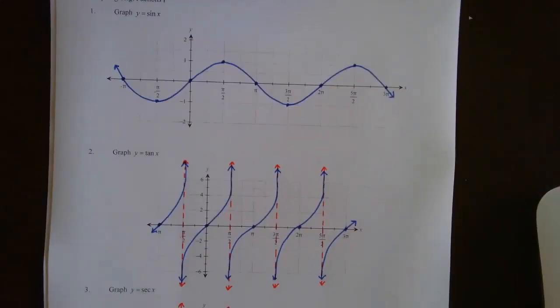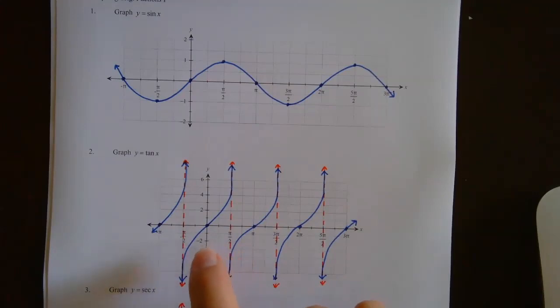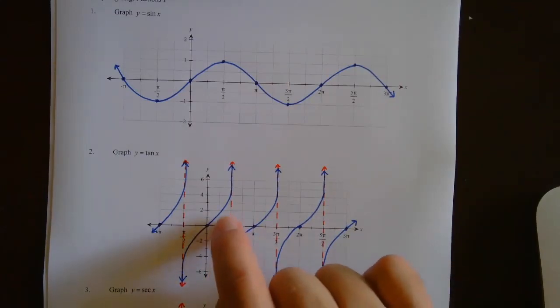And then y equals tan x, at every odd pi over 2, you're going to have a vertical asymptote, okay? And then you're going to have zeros at every pi. So at 0, pi, 2 pi, you're going to have the zeros, or x-intercepts, okay?